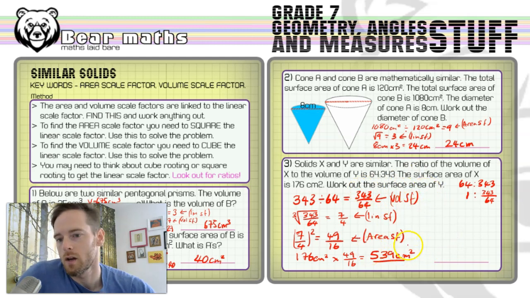All right. So a tricky last question, for sure, involving that ratio a little bit. And I don't think it really gets much more complicated than that at GCSE level. So hopefully it's all made sense to you.